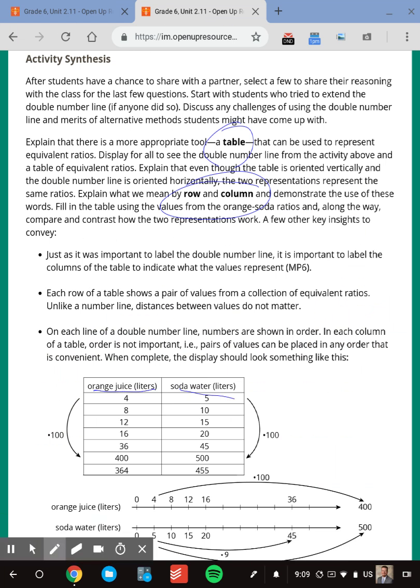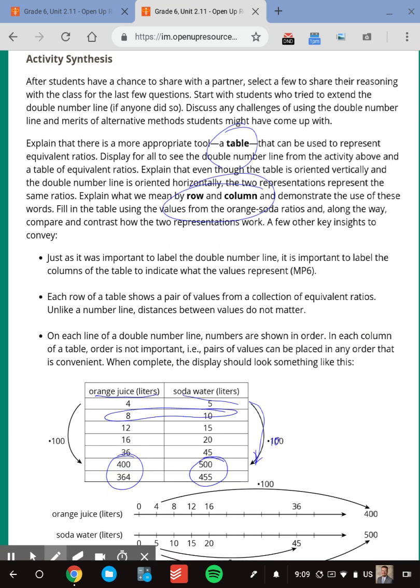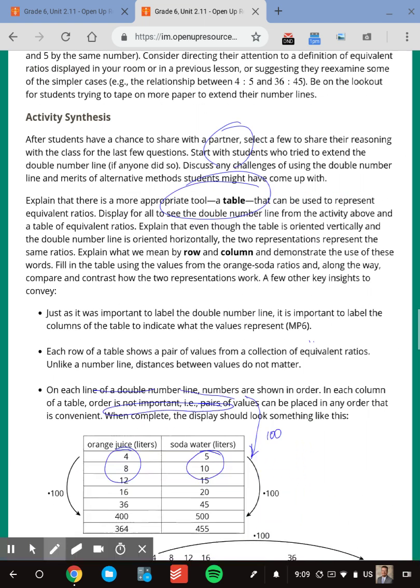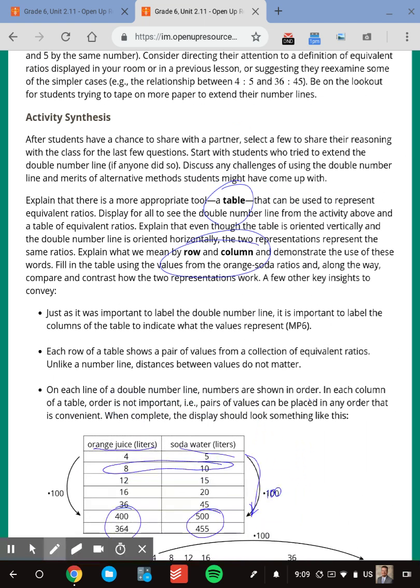And that the row is a pair of equivalent ratios that go together, and that in a double number line, things go in order and have equal spacing. In a table, they don't have to. So you can even see that the order goes backwards here, and that's okay. But we can use that external ratio of multiplying by 100 there on both sides to work through that.